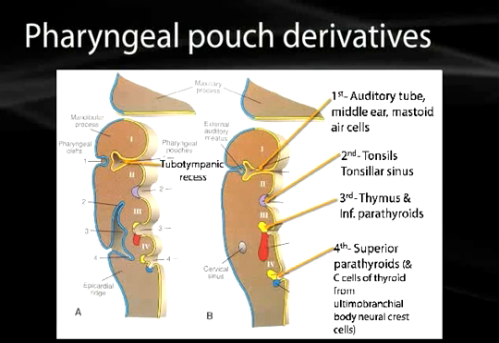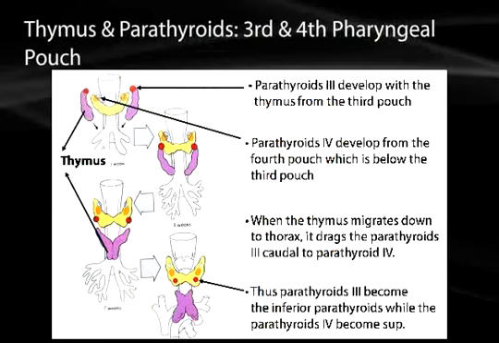The fourth arch has a parathyroid associated with it as well, but because it's anchored there and doesn't migrate as much, it will be less associated with any loss of position in the adult form. There will also be the C cells of the thyroid, which will be coming from the ultimobranchial body, which is going to be neural crest cell derivatives coming from the fourth arch.